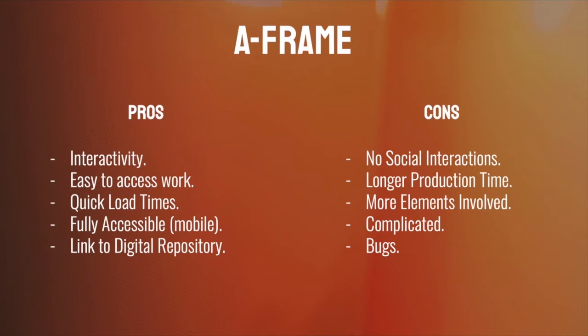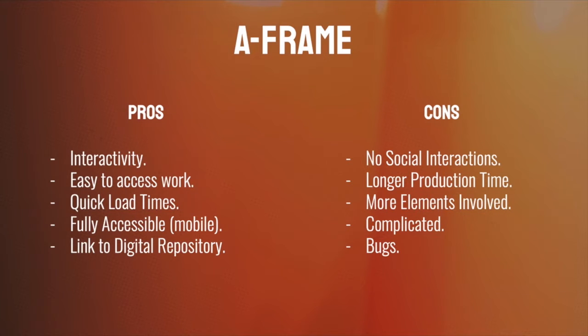A-Frame is an interactive platform that enables the user to be fully immersed in the experience. For example, if a user were to click on a piece of work, some information could be displayed about it. This would be a critical benefit to enable a positive user experience. The second pro is that it is easy to access pieces of work with an interface enabling the user to view random work or work from specific students. It has quick load times, which is crucial for accessibility.